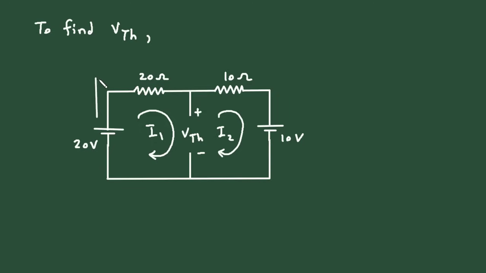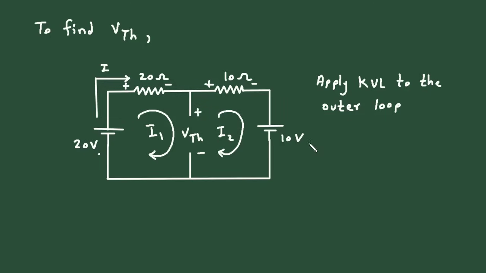And let's say this is current I, total current I. Now let's find the value of this current I. So apply KVL to the outer loop. Now according to the direction of this current, this will be positive, negative, positive, negative. So here we start from this point, so it will be minus 20, then 20 plus 10, this will be 30I, so plus 30I, then plus 10 is equal to 0.